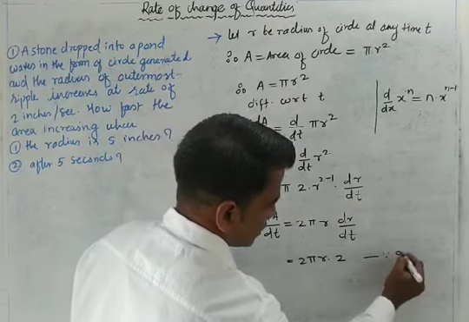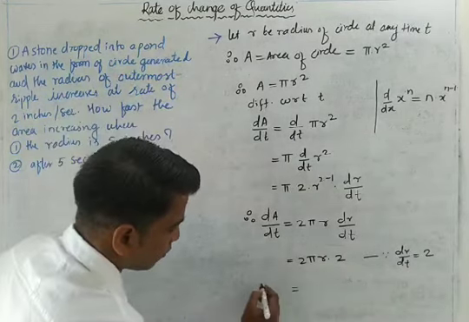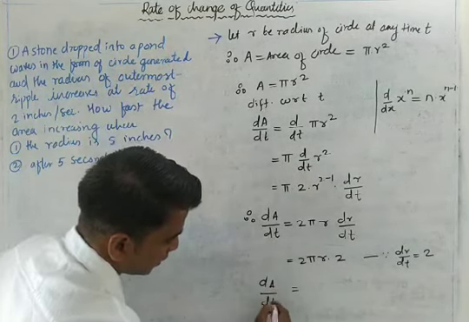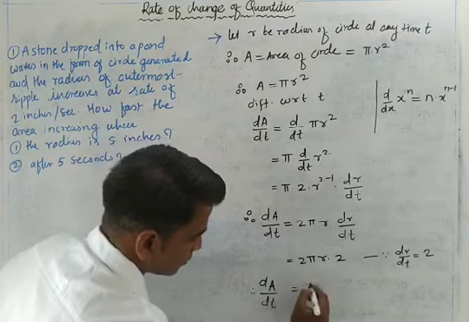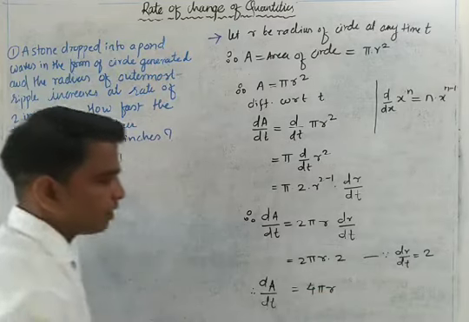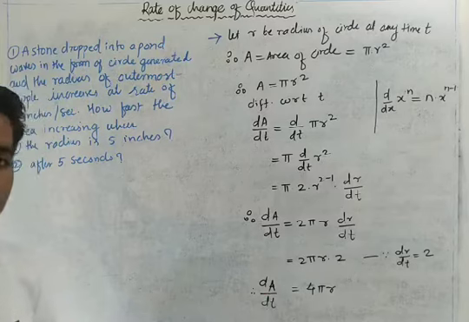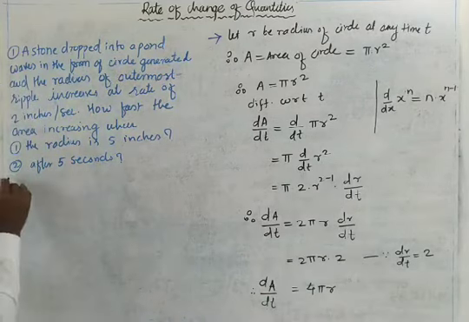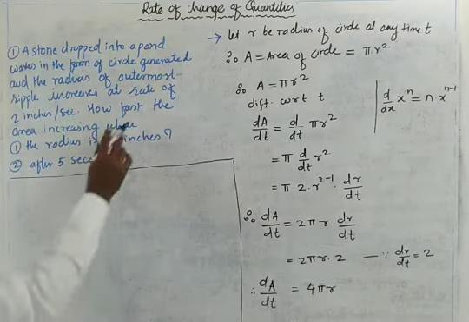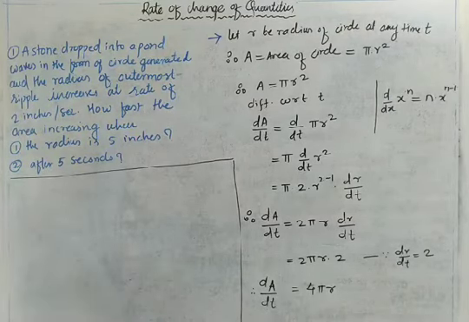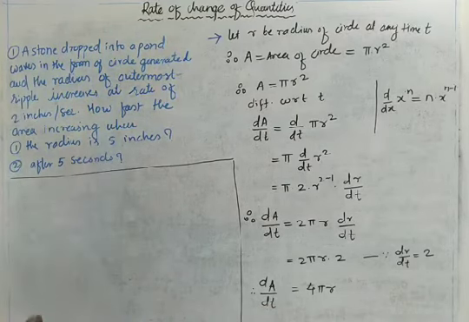Since dr by dt is equal to 2, which is provided, therefore dA by dt, that is the change in area with respect to time t, is 4 pi r. So this is a function with the variables area and radius. Now start with the questions one by one, which they ask. Now we have to find how fast the area is changing. It means we have to find the change in area with respect to time t when the radius is 5 centimeter.